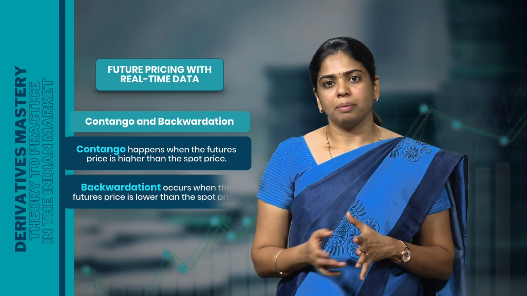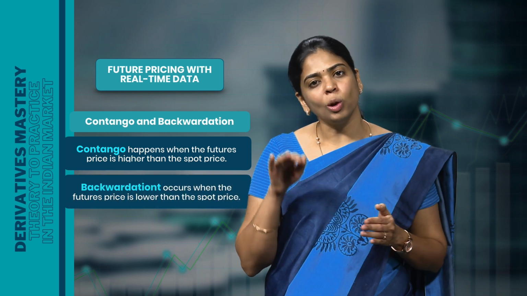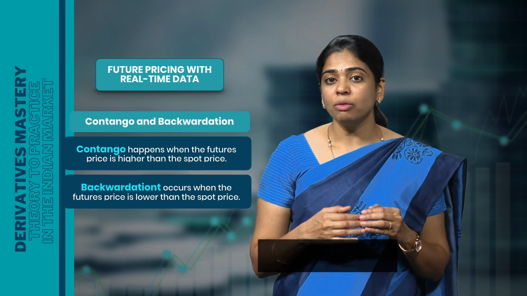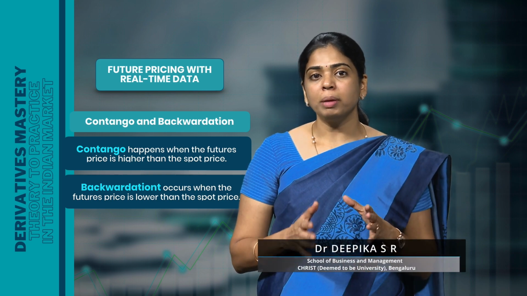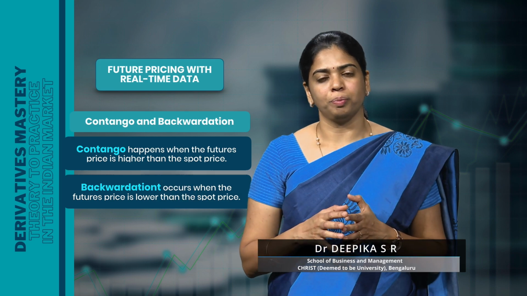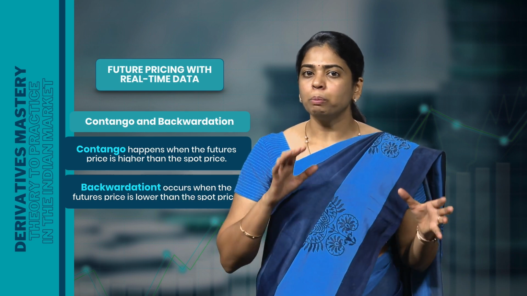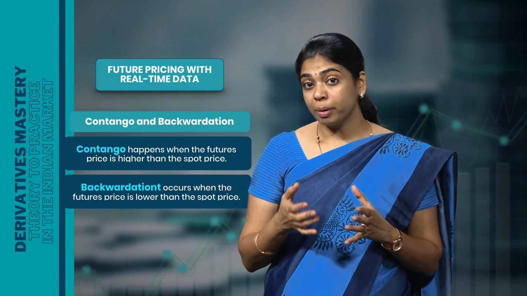Backwardation is the opposite. It occurs when the future price is lower than the spot price. This can happen if there is a high demand for the assets right now, or if people expect the price to fall in the future. Think of it like a clearance sale, where current demand pushes up the spot price, but future prices are expected to decline.